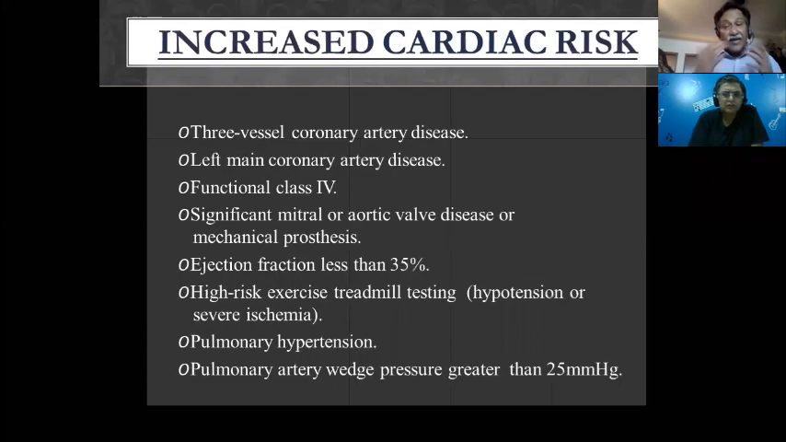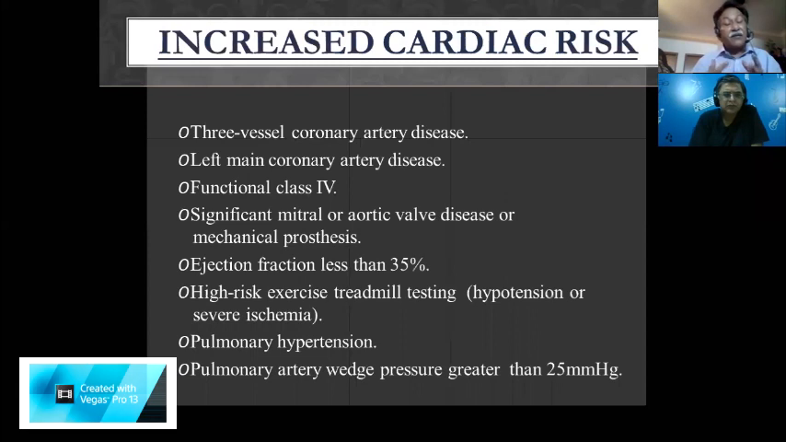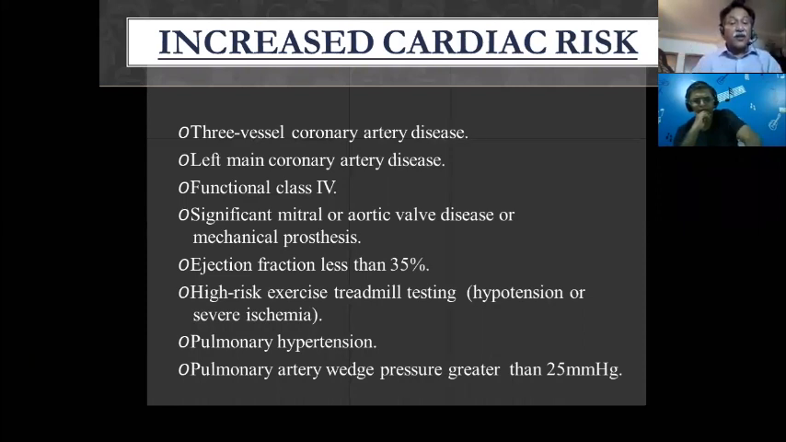Similarly, the cardiac issue itself can cause a lot of complications, like a patient with triple vessel disease, left main disease, critical left main disease, functional class 4, significant mitral or aortic valve disease, or a prosthetic valve, ejection fraction less than 30%, high risk treadmill, like hypotension or severe ischemia, patient with pulmonary hypertension, and pressure more than 25, especially in poor LV function or mitral regurgitation. These are the patients that have the increased risk of complication.